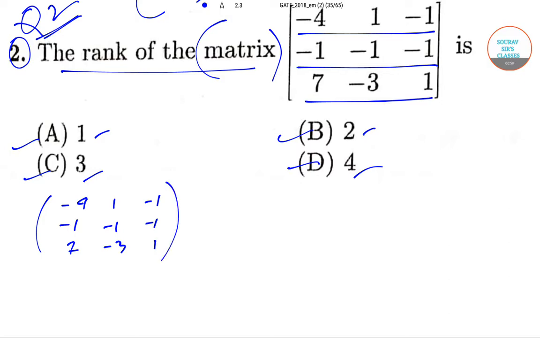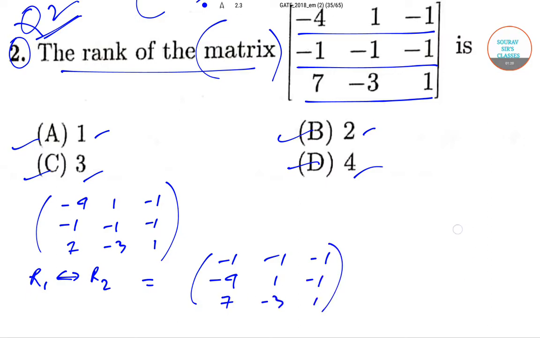So now if we interchange row 1 and row 2, then we'll get [-1 -1 -1; -4 1 -1; 7 -3 1].